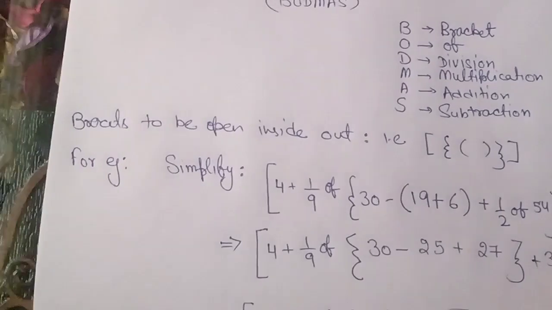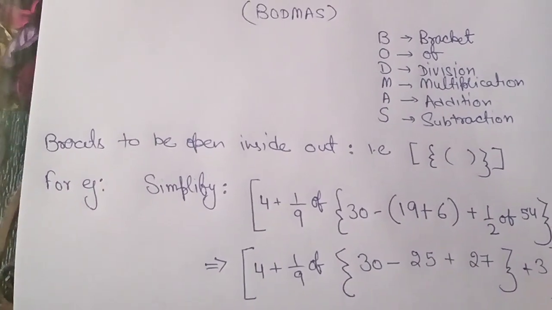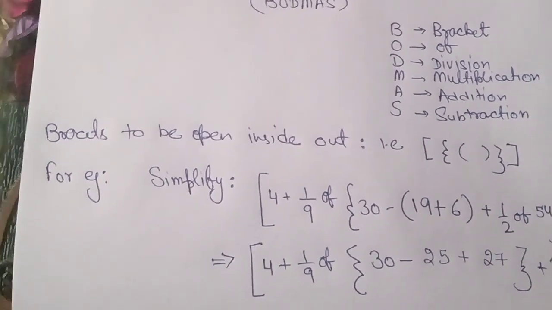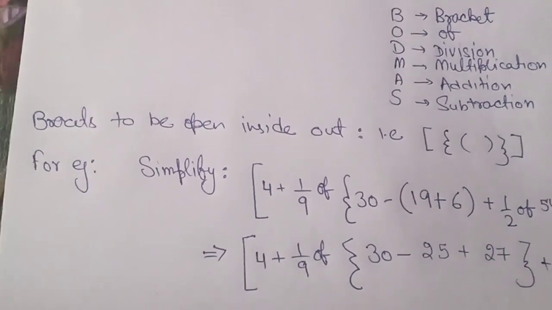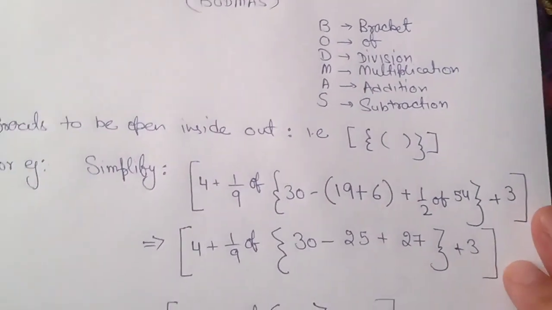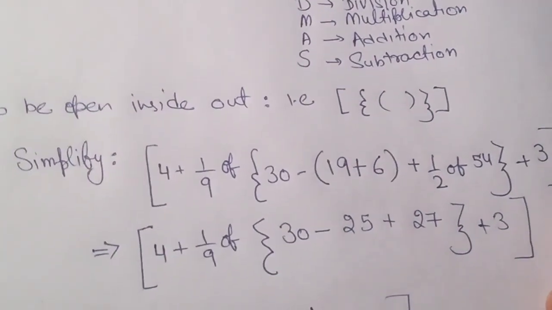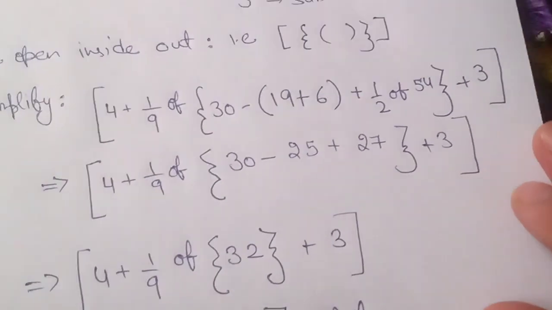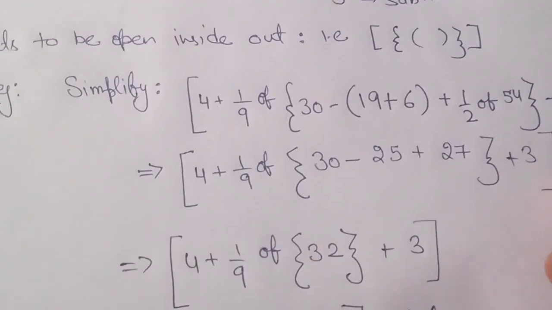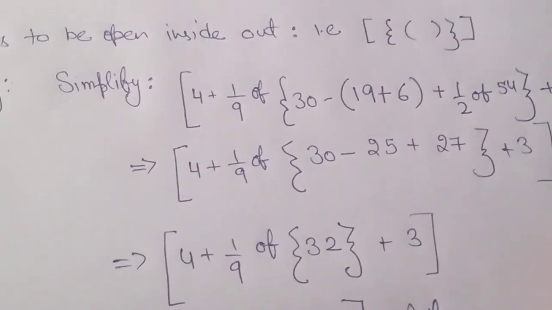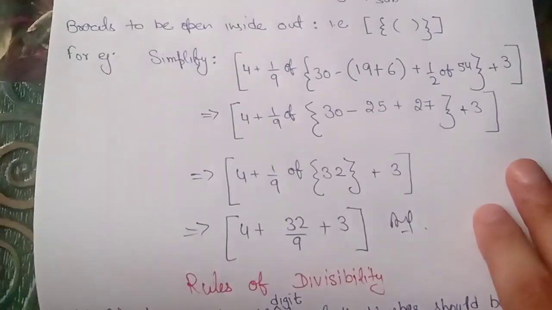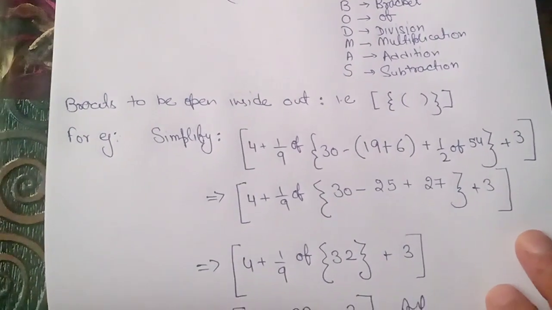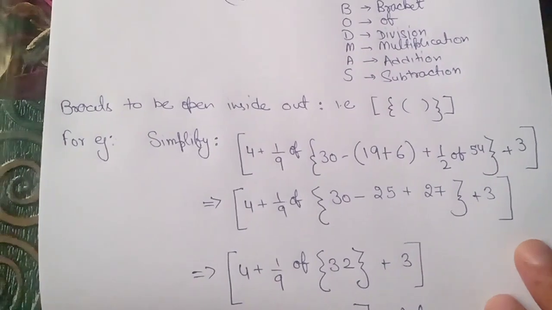You need to simplify that. In brackets we have multiple types of brackets, that is round, curly and square brackets. So for example, we have this question, we need to simplify this, which is very simple. First of all, you have to look at the rule. What does it say? The rule is BODMAS. First you need to solve brackets, whether it is a square bracket or a curly bracket.